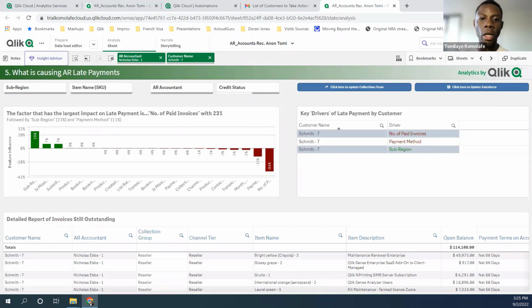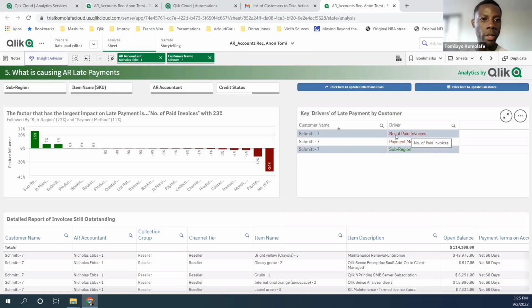Here you can see that the top drivers for late payment for Schmidt 7 are these three to the right. Number of paid invoices, the payment method, and the sub-region Schmidt resides in. The green color coding here tells me that this activity helps a customer pay on time, and the activities or attributes in red are reasons that drive this customer to be late. So as you can see, the payment method and number of paid invoices, we're saying these are reasons we think Schmidt 7 is likely going to be late, and what those could mean for them.